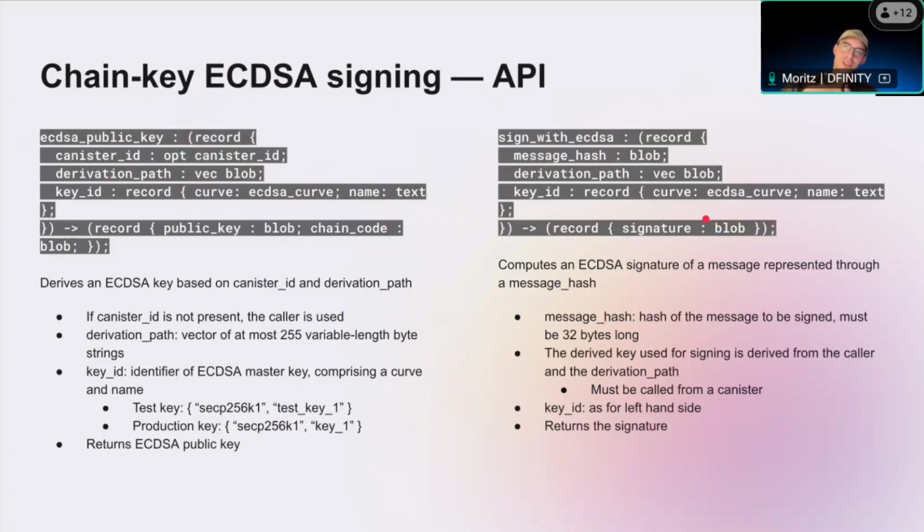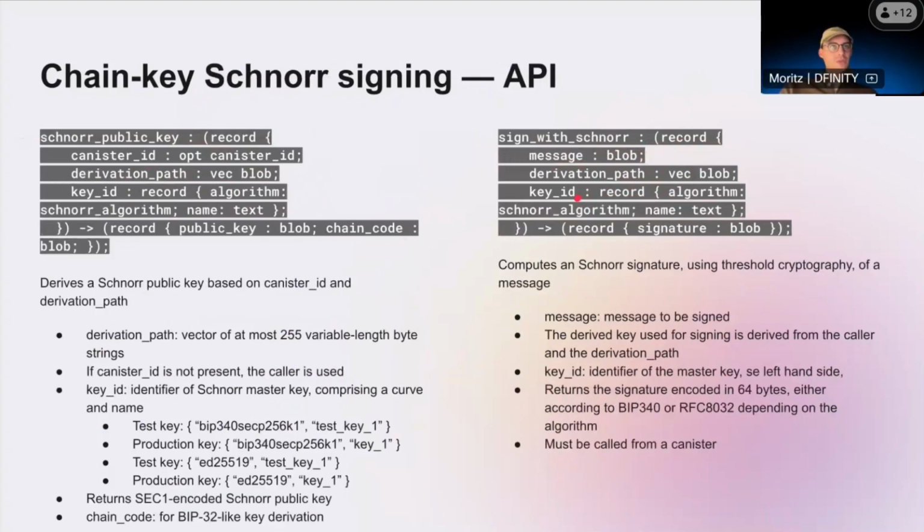Of course, you need to sign that transaction with a key that controls the address. And here, what you have to provide is the hash of the message as an argument, then again the derivation path, and again a key ID. And for Schnorr signatures, it is basically the same thing. So again, on the left-hand side, you can see how you would retrieve a public key, and on the right-hand side, you will see how you can create a signature.